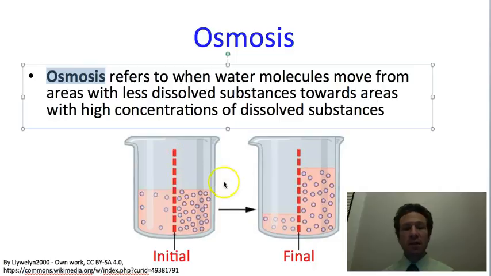Notice that this has a very similar effect as diffusion. In diffusion, we ended up with similar concentrations of the dissolved substance in both areas, and with osmosis we do too. The only difference is that with osmosis, it's the water that is moving to get the same concentration on both sides, instead of the substance itself moving.